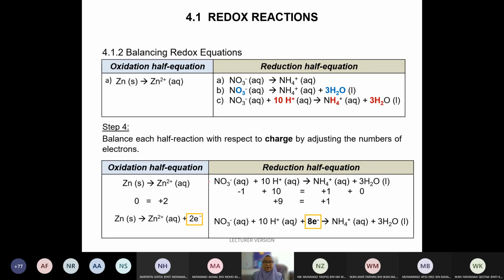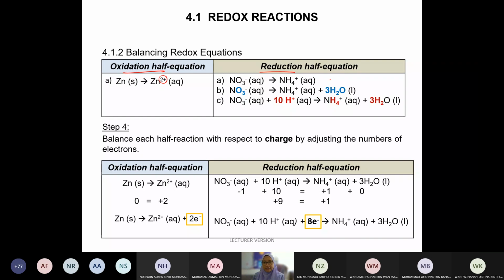Okay, let's look at example kat sini. So kita dah asingkan oxidation, reduction. Oxidation is not a problem because dia tak ada oxygen, tak ada hydrogen. Basically, dia just nak kena balance in terms of charge saja. Charge je tinggal and then dia dah balance. In terms of atom, hydrogen ke oxygen is not a problem because dia memang ada zinc saja. Okay, simple. But this one you have to consider.